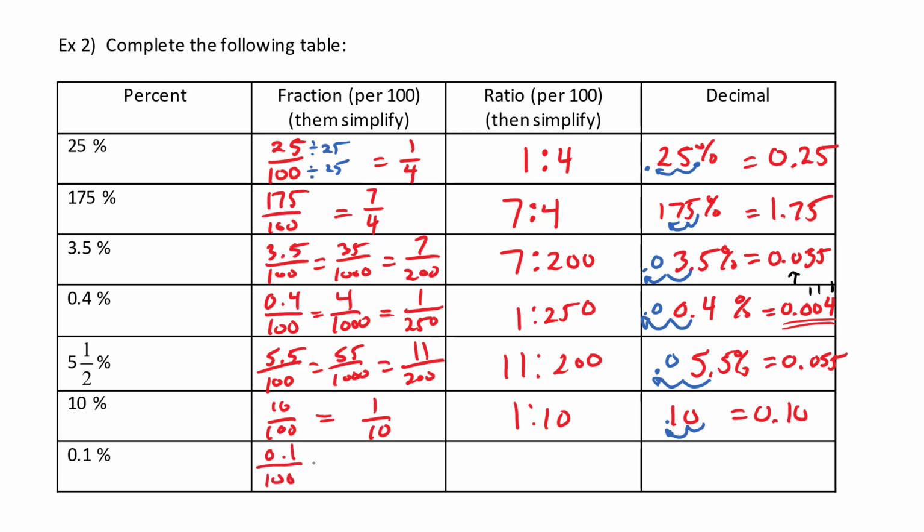Lastly, 0.1%. 0.1% per 100. Multiply the top and the bottom by 10 to get rid of the decimal, and there you have it. 0.1, we move this decimal place over, 1, 2. So as a decimal, this is 0.001. This is very important. Make sure you put enough zeros in so that your numbers are in the proper place.